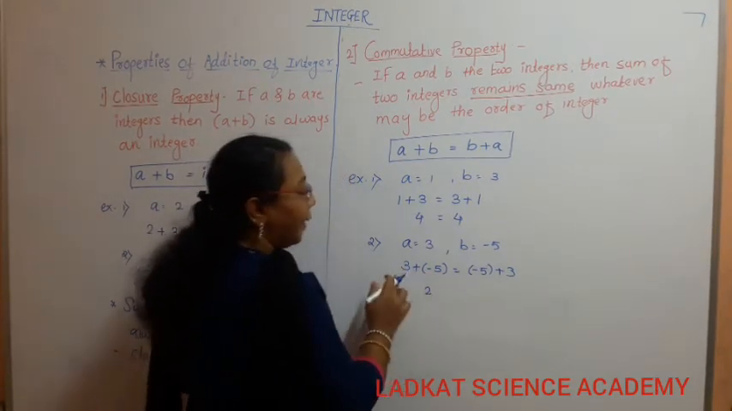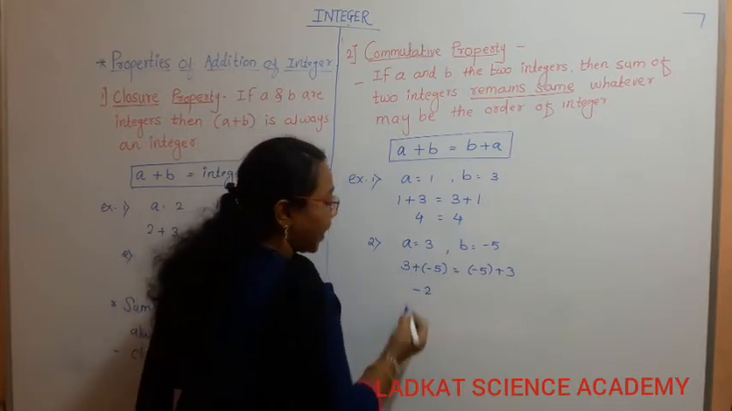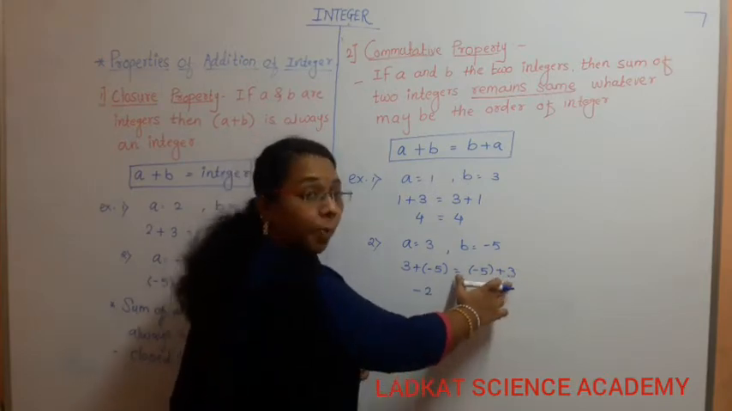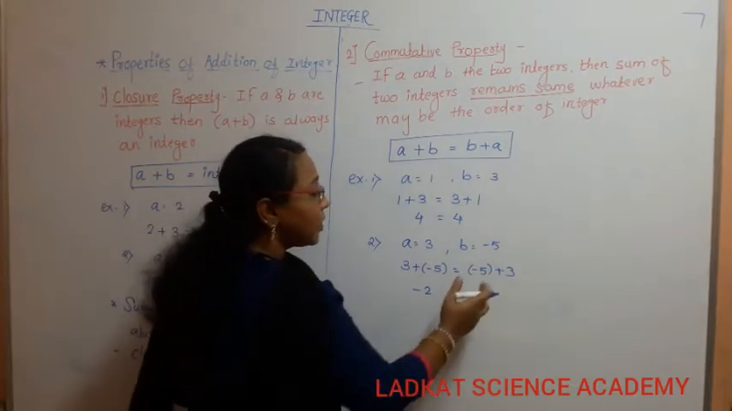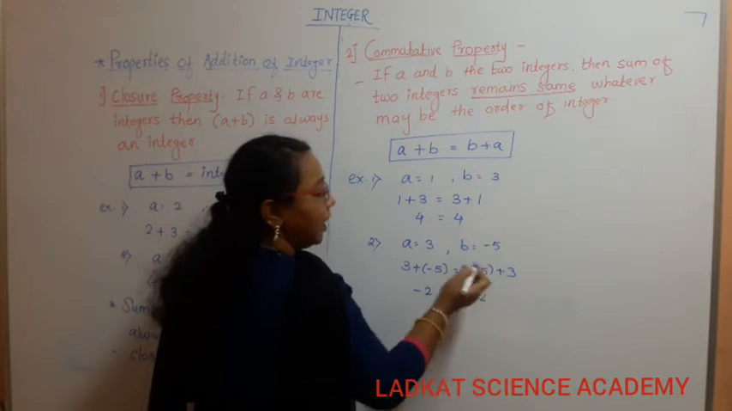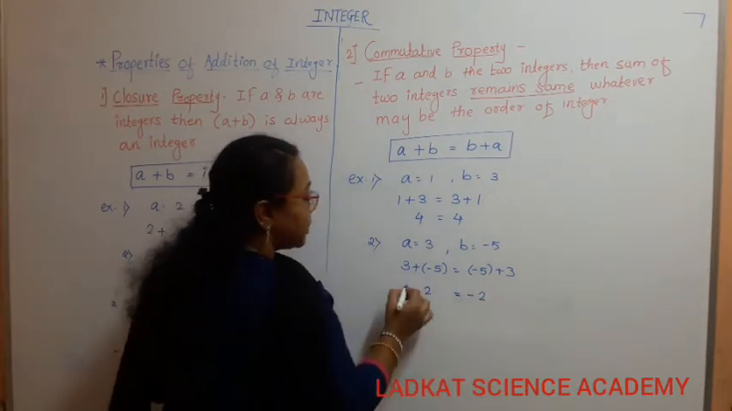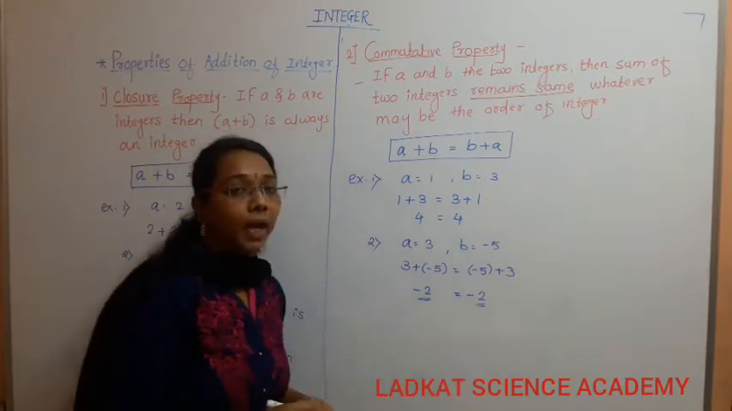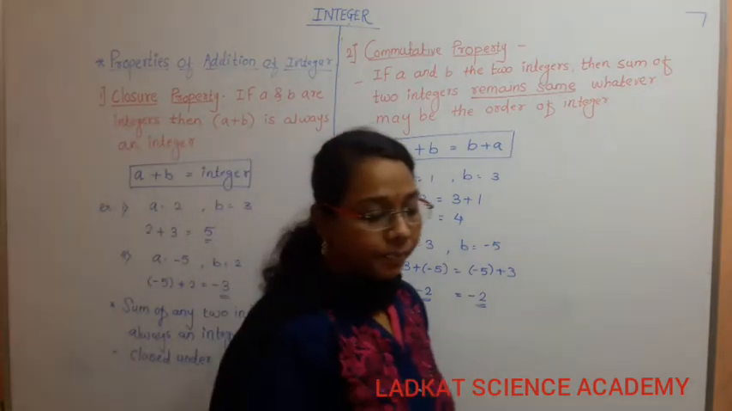It is 2. And the bigger number, that is 5, has a negative sign, that's why minus 2. Here also, 5, one negative number and one positive number, that's why subtraction is taken, and the bigger number's sign, again 5's sign, is negative, that's why minus 2. It means we got the same answer here also, the same integer, minus 2 and minus 2.